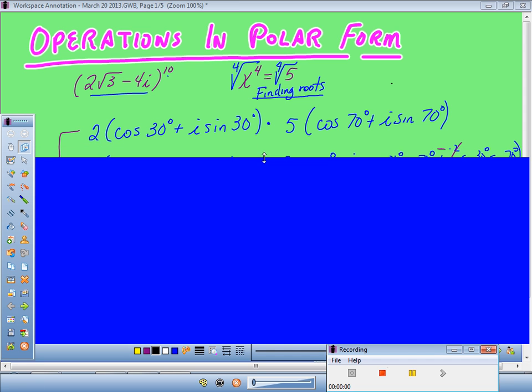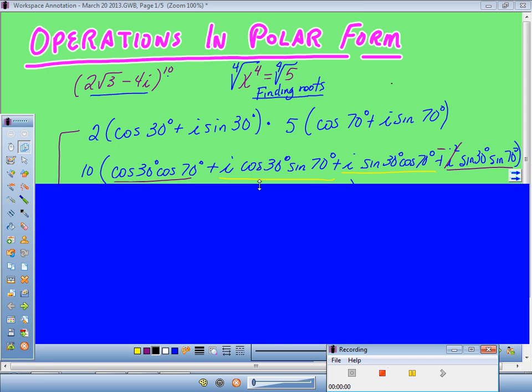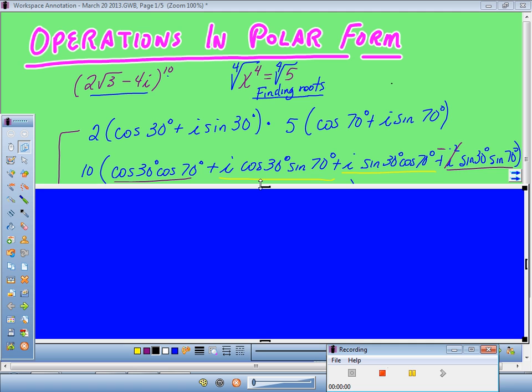So I actually did that here. Don't worry, you're not going to have to do it that way. I put the 2 and the 5 multiplied out front as 10, and then I FOILed and ended up with 4 more terms. You'll notice it's pretty busy. I couldn't take cosine of 30 times cosine of 70 and make it cosine squared because those are 2 different angles. So I ended up with 4 different separate terms here.